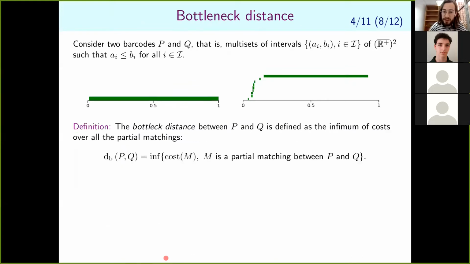Now I will define the bottleneck distance between the barcodes P and Q as the infimum of the costs over all the partial matchings. You look at all the partial matchings that can be made between these two barcodes. For each of them, you compute their cost. You take the infimum of the costs, and you get the bottleneck distance.